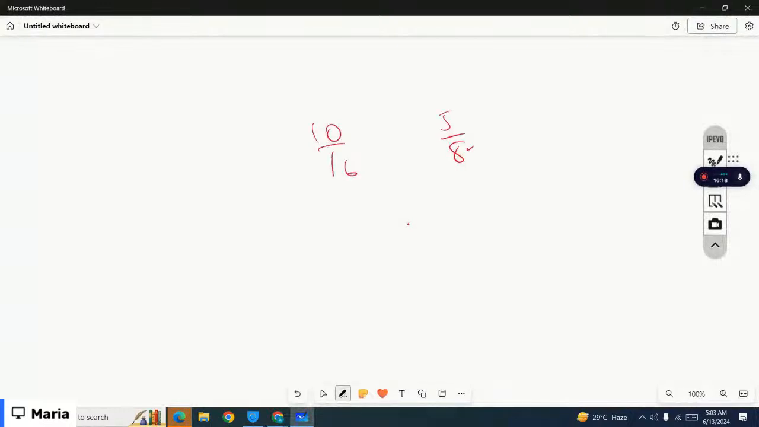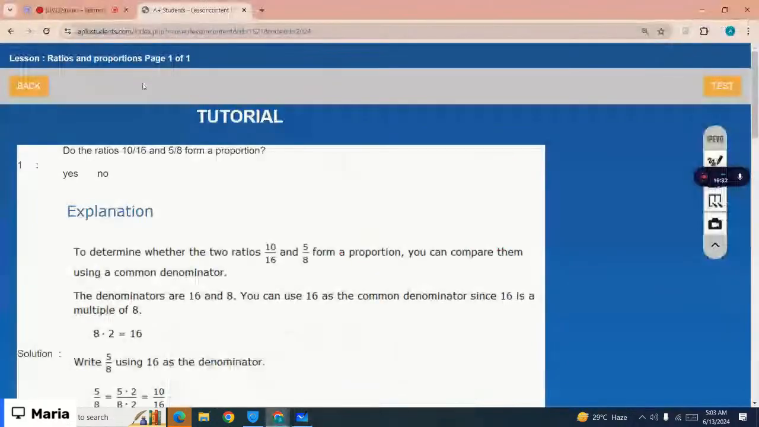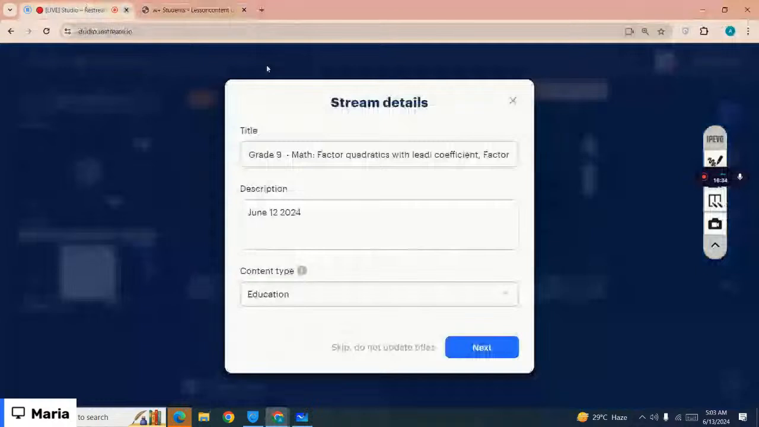Let's just make the smaller denominator equal to 16, right? So 8 times 2 is 16. That is 5 times 2 is 10 and 8 times 2 is 16. See, now they both are exactly equal. That means that both the fractions are equivalent. The correct option is yes, they form a proportion, right?